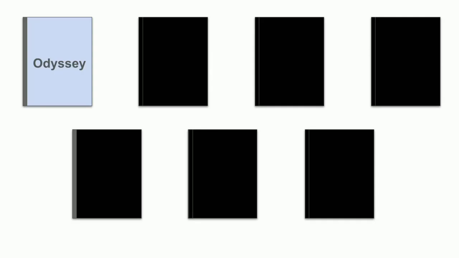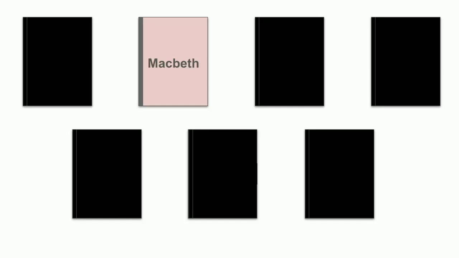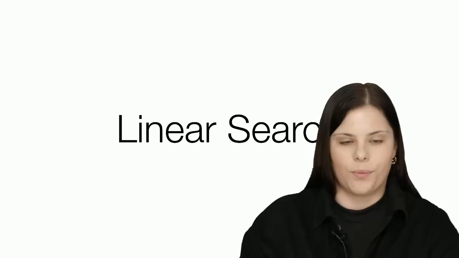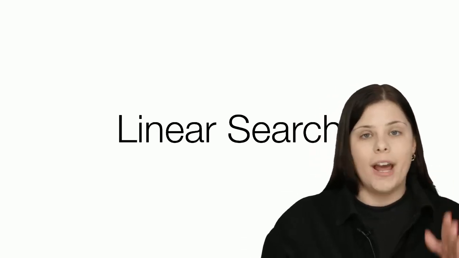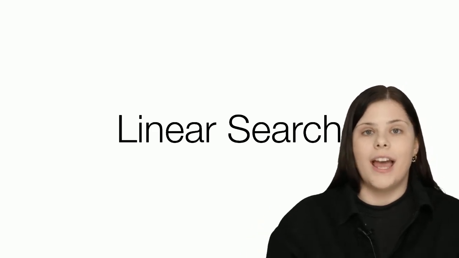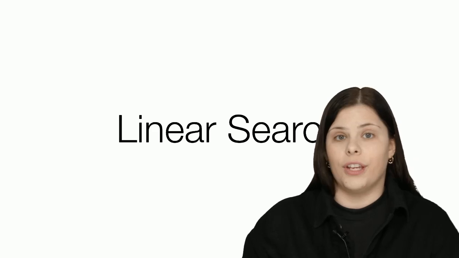For example, I'm going to look at Odyssey first, and then it's not Journey, so I'm going to move over to the next one, which is Inferno. It's not Journey. I'll keep going. I see Macbeth. It's not Journey. And then finally, my 4th book is the one I was looking for. And so this algorithm is linear search, right? Where we just look at one element one by one, and we're trying to find the one we're looking for.